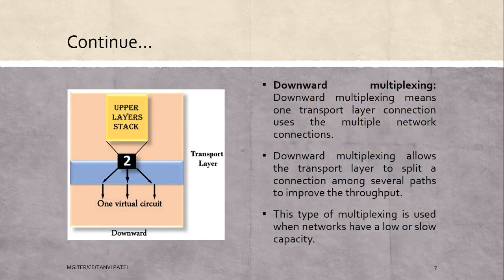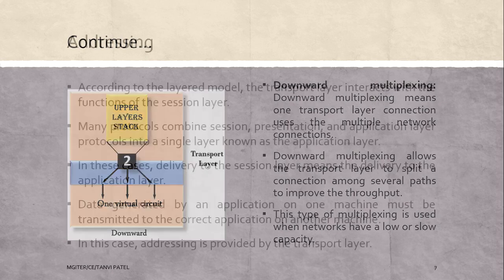Next is downward multiplexing. Here in the figure you can see the process of downward multiplexing. Downward multiplexing means one transport layer connection uses multiple network connections. It allows the transport layer to split a communication among several paths to improve the throughput. This type of multiplexing is used when networks have a low or slow capacity.